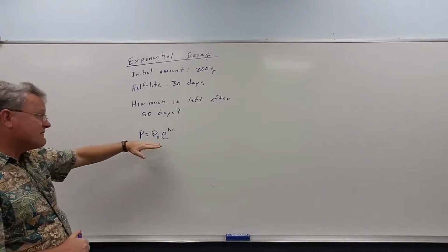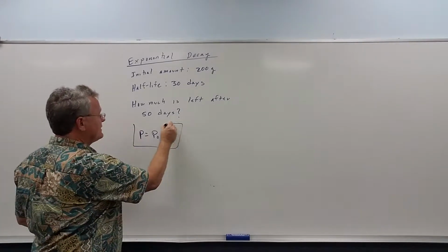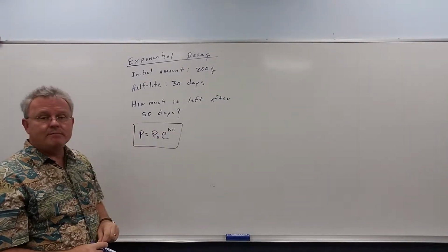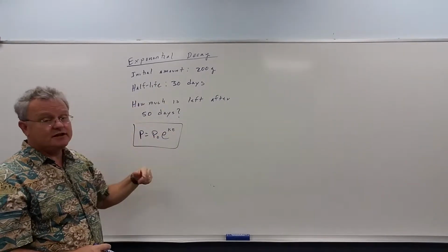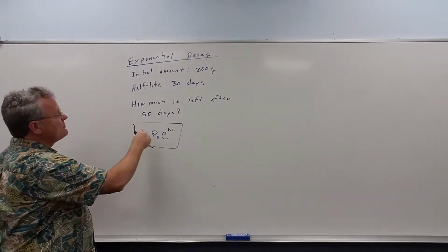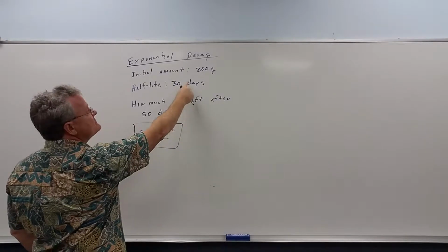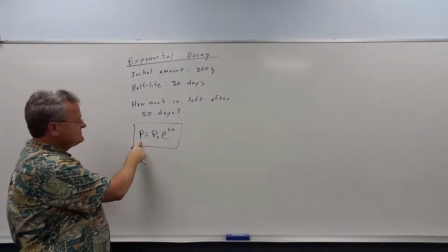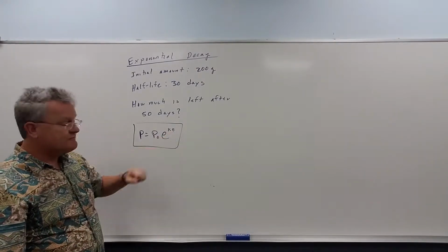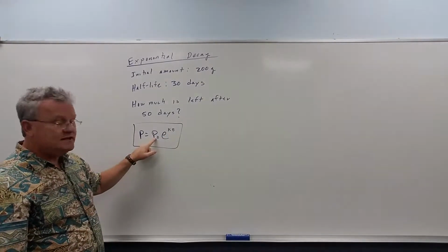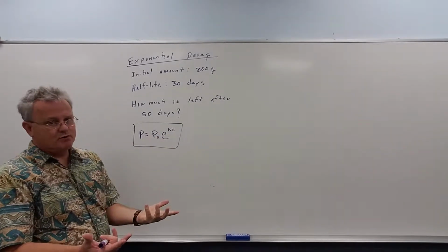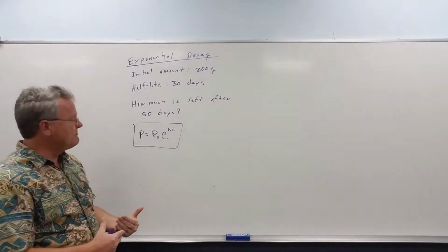All right, well, here's our formula for exponential growth and decay. If it's exponential growth, k will be positive. If it's decay, it turns out k is negative. But the idea is the same. What are we told? Well, the half-life is 30 days. So P is the amount, the population size after time t. P0 is the initial amount. k is the number we need to find to solve the problem.